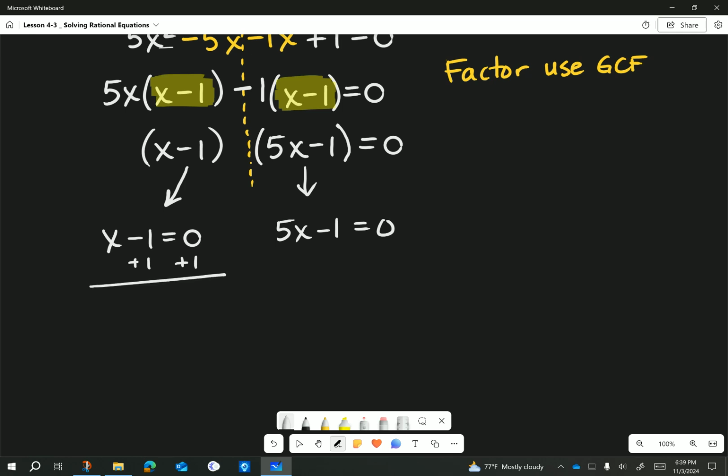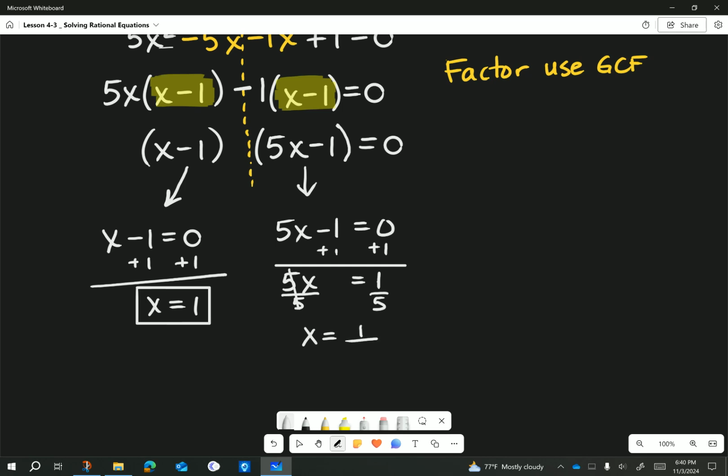So I'm going to add 1 on both sides, and in this case my x is going to be a 1. I'm going to box that in as a possible answer. I need to add 1 on both sides. I end up with 5x equals to positive 1. Then I need to divide both sides by 5, divide by x to get my x by itself, and 1/5 is the other answer. So let's go back to my restricted values.